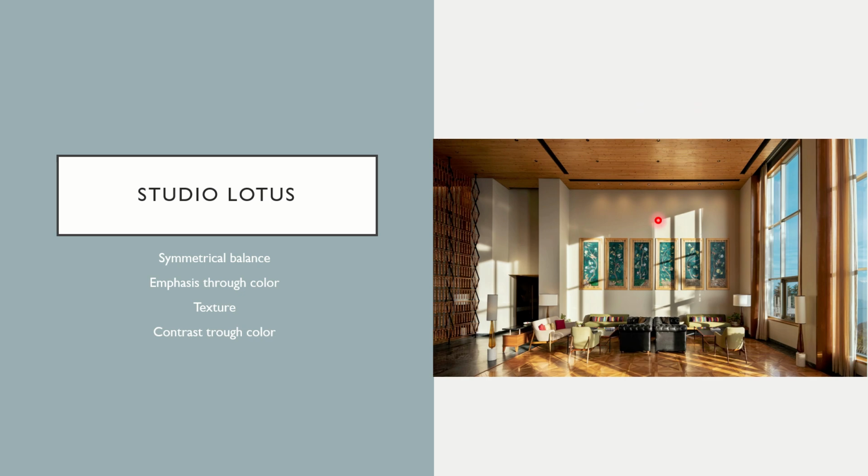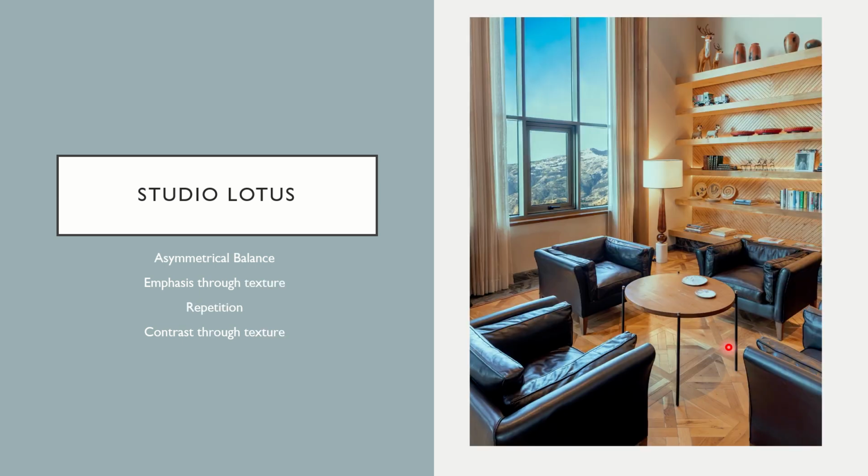In this picture, I can find a symmetrical balance if I divide the picture from here. Emphasis through colors on these paintings and the black sofa as well. I can find the texture on the roof and the floor and the side wall as well. We can see the contrast through color here as well, and these vibrant pillows as well.